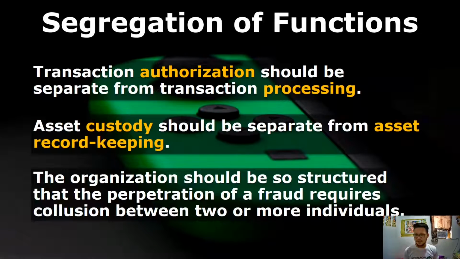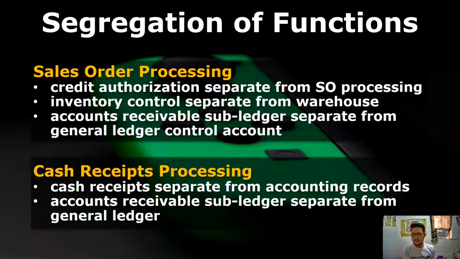Next would be on segregation of duties. So here are some basic principles on segregation of duties. Una, transaction authorization should be separate from transaction processing. Next is, custody should be separate from the asset record keeping. And the organization should be so structured that the perpetration of a fraud requires collusion between two or more individuals. Segregation of duties in sales order processing. Credit authorization should be separate from sales order processing. Inventory control should be separate from warehouse. Accounts receivable sub-ledger should be separate from general ledger control accounts.